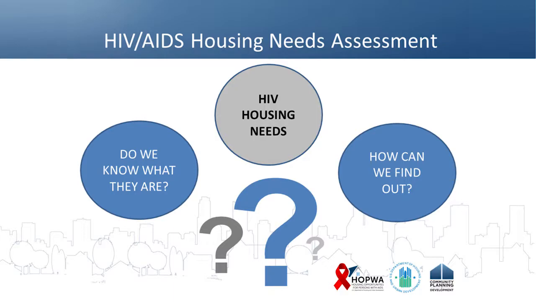Any other questions? Okay, so let's get into the meat of it then on identifying and assessing community needs. So, central circle, what are the HIV housing needs in the community? Do we know what they are, and how can we find out? We're going to talk about 3 categories, the first one being the data that's available. What data do we have? What do we already know? And what are some of the key elements that we want to consider?